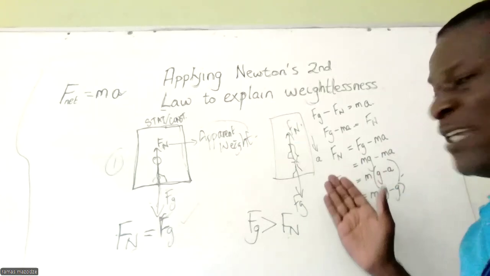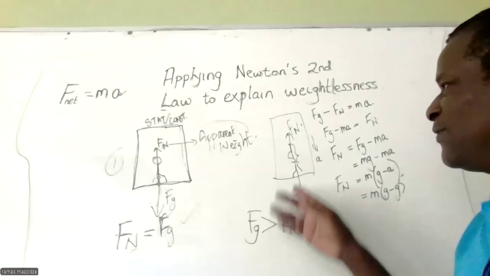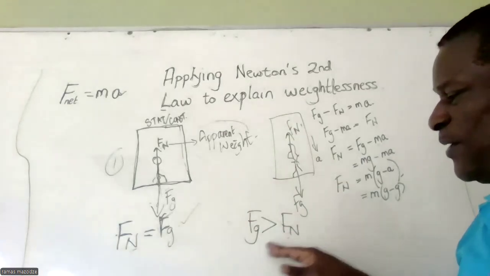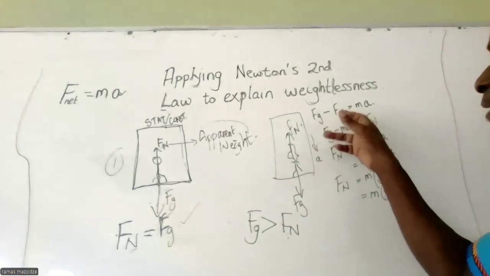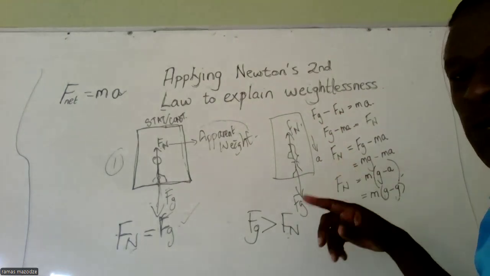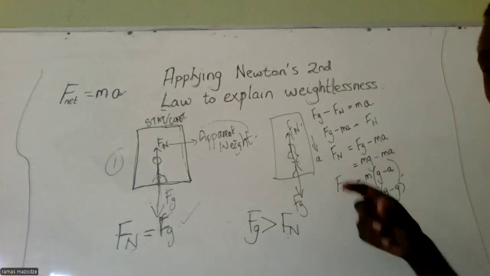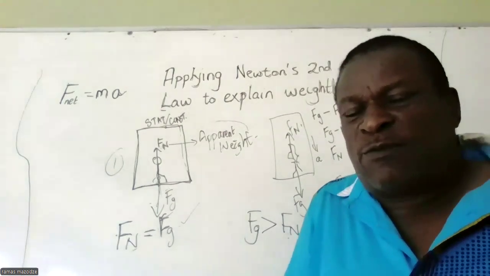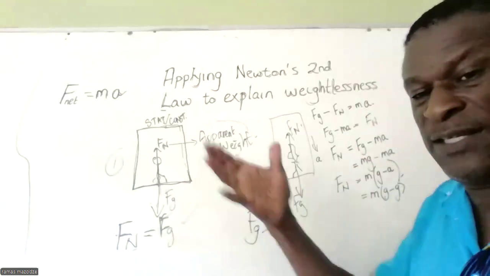Good. The third case, I don't want to do it here. Case 3 is when the lift is accelerating upwards. If it's accelerating upwards, it means Fn is bigger than Fg. I hope you will be able to derive the equation. The net force will be Fn minus Fg, equals ma, and then you find that instead of mg minus ma, the normal force will be mg plus ma. Which means when you are going up, the lift is pushing against your feet, so you feel a bigger weight. Your apparent weight is increasing.